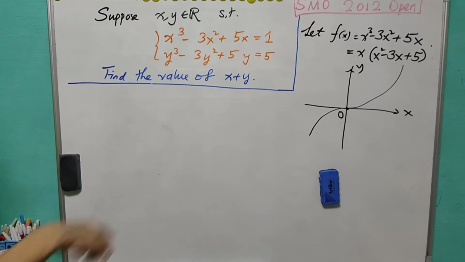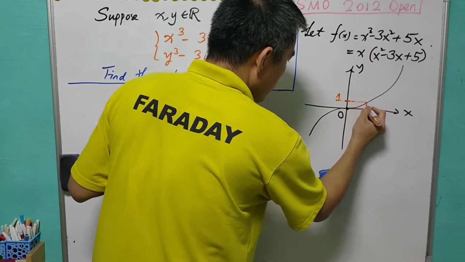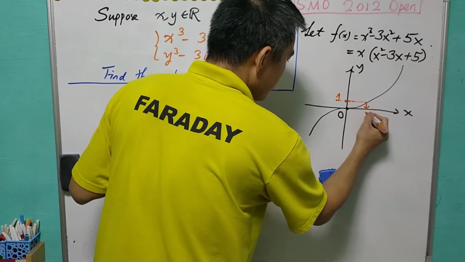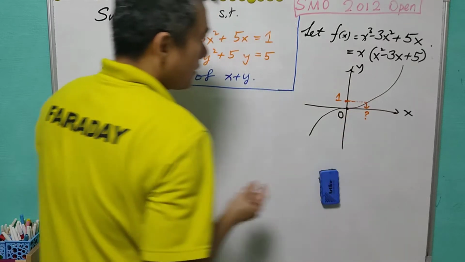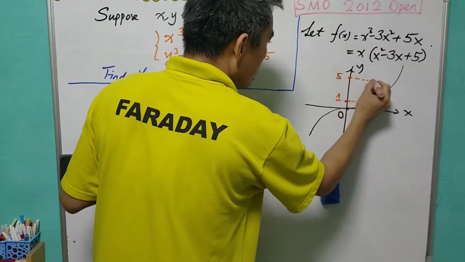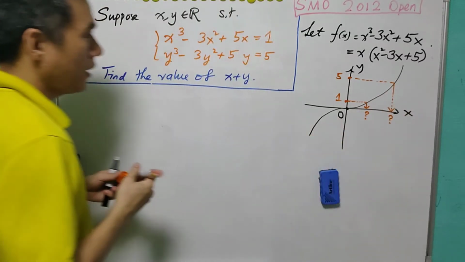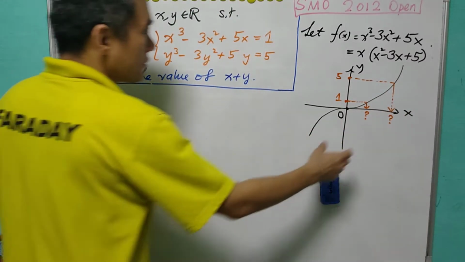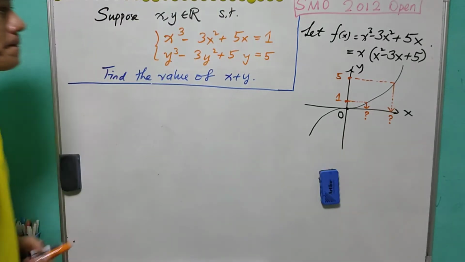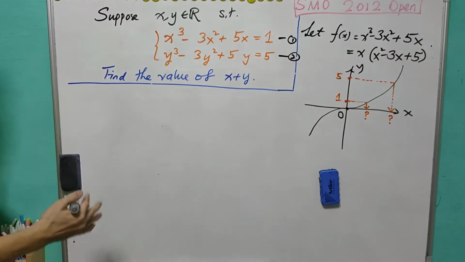Now, when f(x) equals 1, we get some value here. And when f(x) equals 5, you get another value. And for this question, we are asked to find the sum of these two values. Suppose this is equation 1 and this is equation 2.